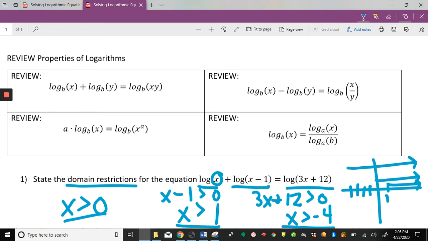So which of these three have all of those restrictions included? Do you see this region right here is the only thing that has all three of those restrictions included in them? So how do you describe that? Well, that would be this region right there. So even though you get all three of those, you have to choose the one that will have solutions in it that work for every single individual log part. So keep that in mind.